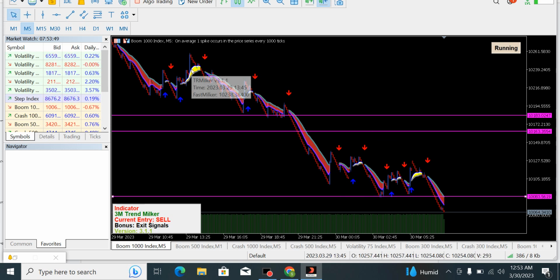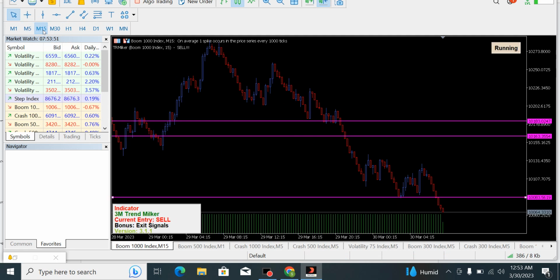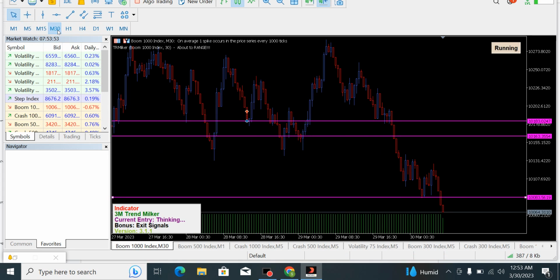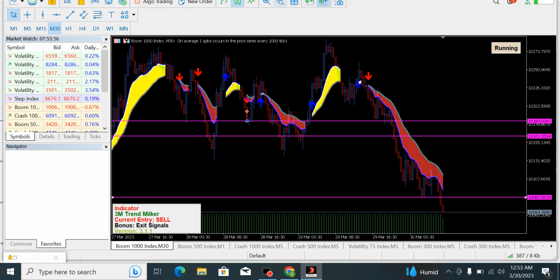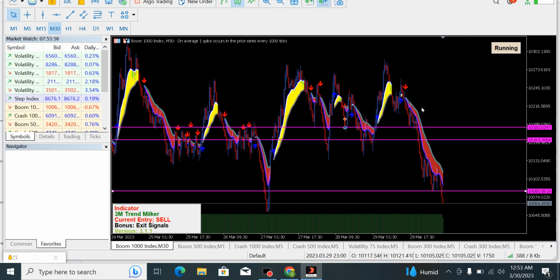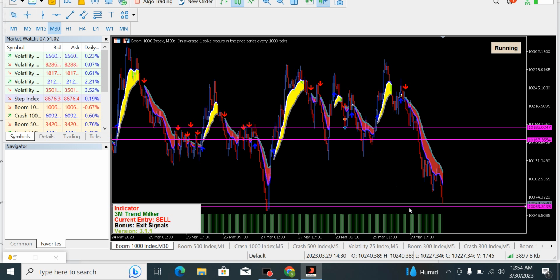I'm actually looking for a golden opportunity for us to see how we can make some good profits with this particular one. Okay guys, I've seen one. This will actually keep on selling till it gets to this particular support zone.